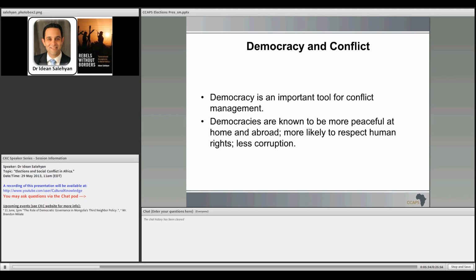They're also more likely to be at peace with their neighbors. Democracies are more likely to respect human rights, have less corruption, and provide public services, clinics, schools, and so on, much better than their autocratic counterparts, again, on average. So we know that democracy is an important tool for conflict management, but the steps and some of the instruments of democracy can be messy at times.